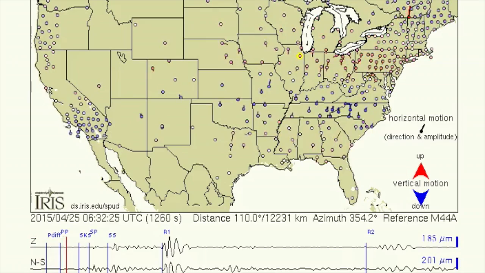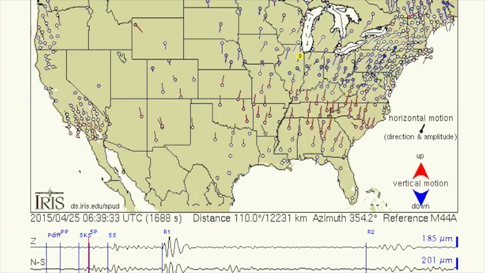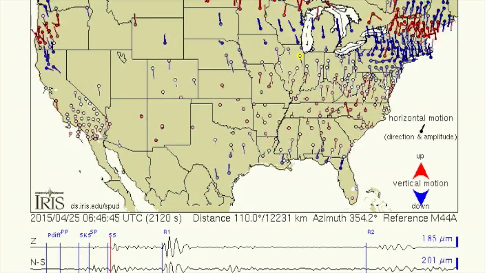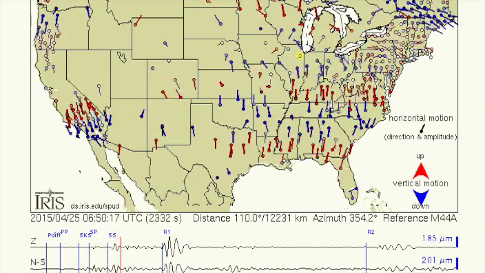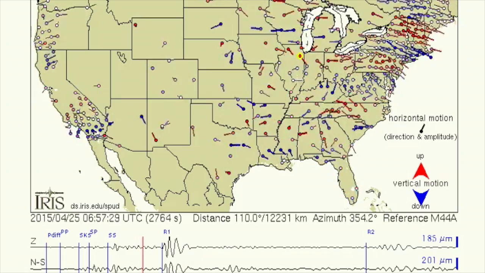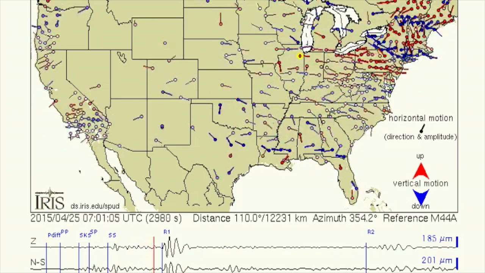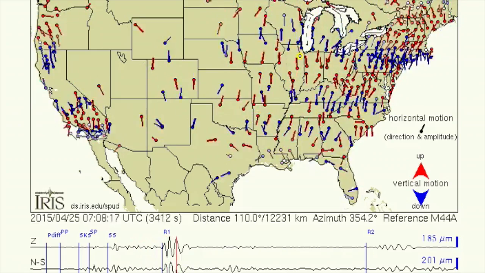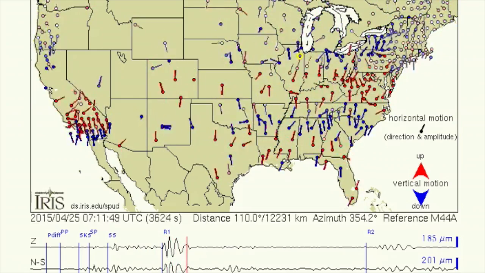The original movies were made by Chuck Ammon and simply show you the ground motion recorded in the US as waves travel through following an earthquake. Colors indicate up or down motion, and the little sticks give you the horizontal motion. The wiggles at the bottom show you the ground motion versus time for one specific reference station near the center of the network. Near the end of the movie, we see phase R2, which is seismic waves traveling the long way around the Earth.